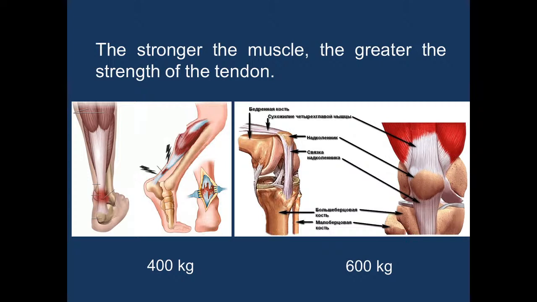I'd like to add that tendons are very strong structures. Some of the tendons in our body can withstand a force of up to 600 kilograms. You see here the tendon of quadriceps femoris. It can withstand up to 600 kilograms. That is a huge number of kilograms. This is a very powerful muscle in our body.